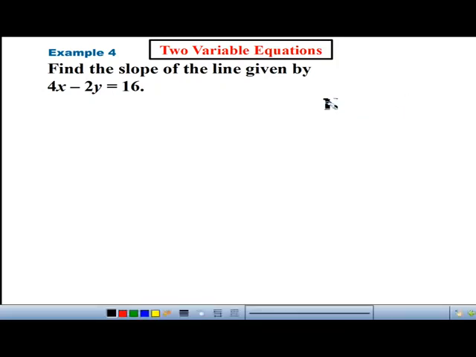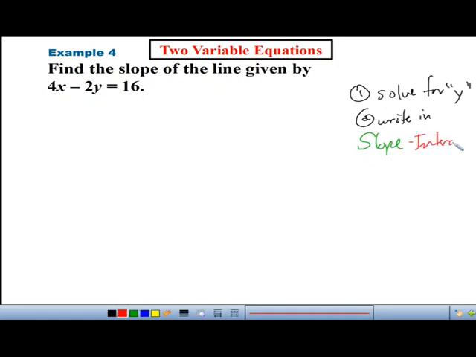All right. So for these, whenever they give you an equation, they're asking you to find the slope. Step 1, and here it goes. This is the practice that we did on the warm-ups for about 2 weeks in a row. Solve for y. That means we need to leave y by itself. Step 2, write in slope-intercept form.